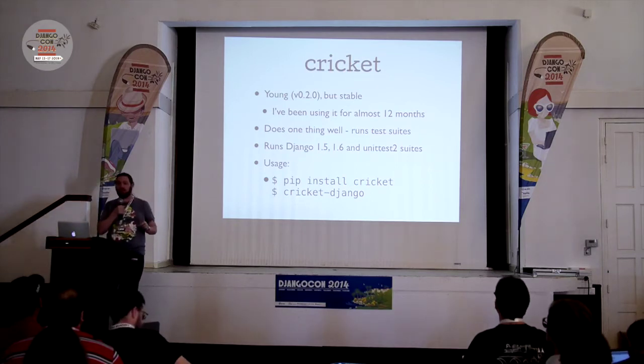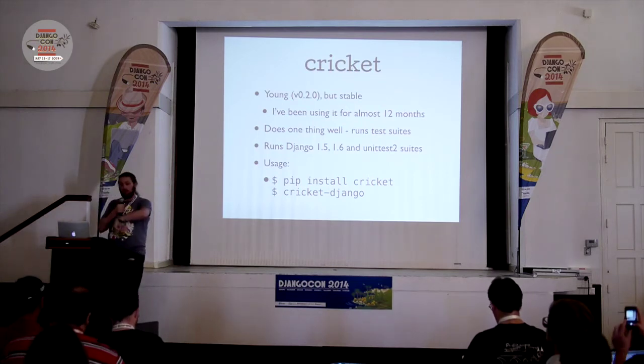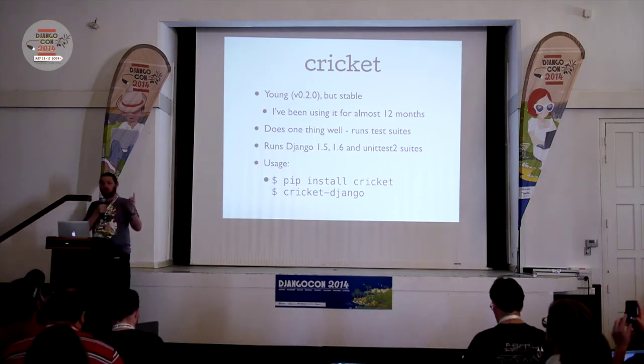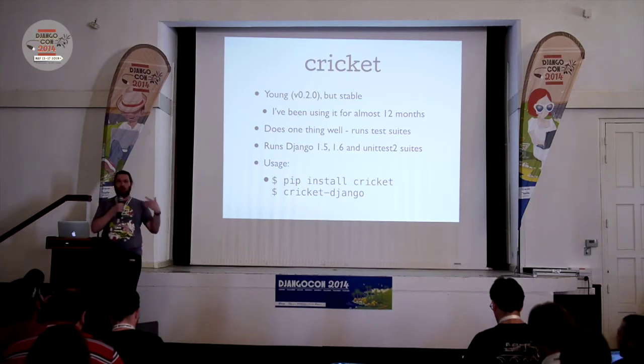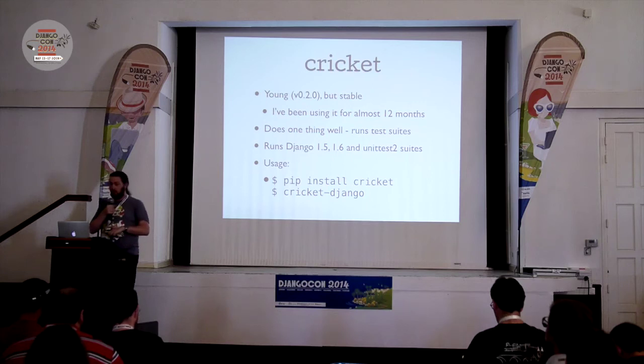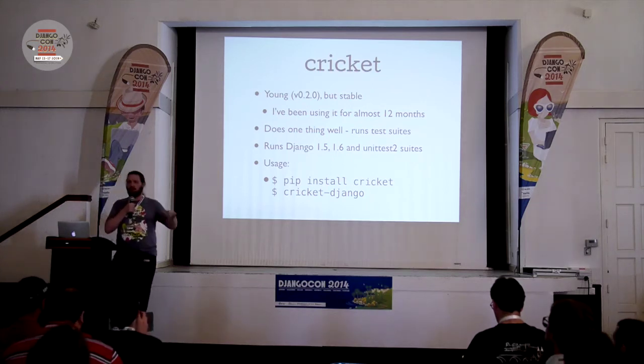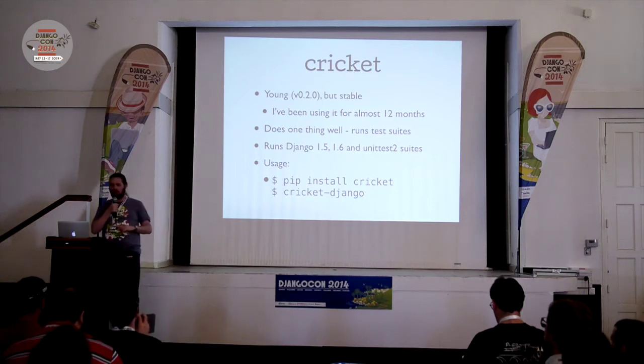It runs test suites. It can run both Django 1.5, so old-style test discovery, and 1.6, new-style test discovery, as well as unittest2 style test suites. So if you've just got a vanilla Python project, you can run Cricket on it as well. How do you use it? Pip install cricket and then cricket-django, or cricket-unittest. It's just a normal Python package.